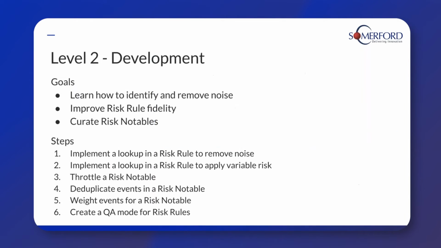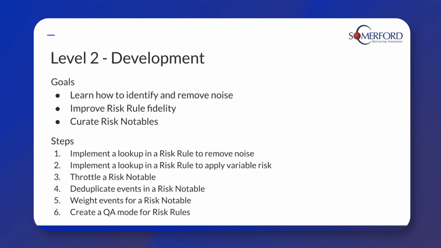So we're now going to take into Haley Mills' direction of level 1, level 2, and we talked about level 1 previously on the last webinar. We're now going to move into level 2, and this is all development, right? And this is all talking around how we can tune use cases, how we can build out RBA into more detail. So we've got goals here at this stage. We're learning how to identify and remove noise. We are improving the risk rule fidelity, and we're creating risk notables.